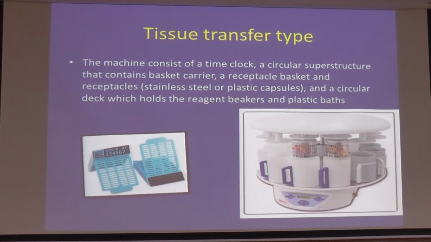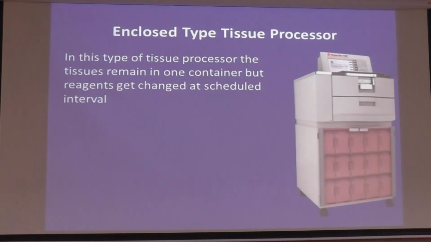Here you can see this is the tissue transfer type. So this is the basket carrier and this is the receptacle basket. Inside this, these are the receptacles. It can be stainless steel or plastic. These are the cassettes. When we cut the specimen into small pieces, it will be put in this basket. Then there is one circular deck which holds the reagent beakers. So this is the tissue transfer, where the tissue will be transferred from one basket to another.